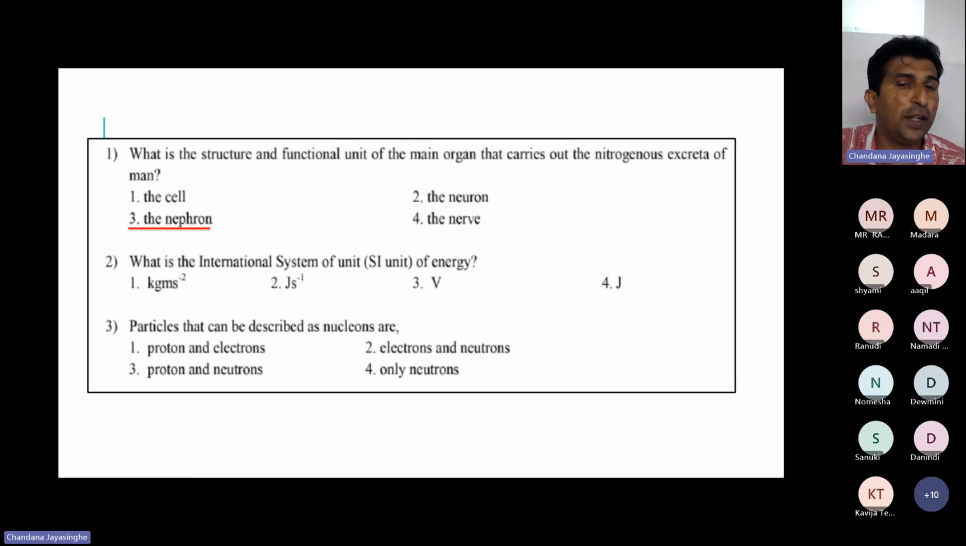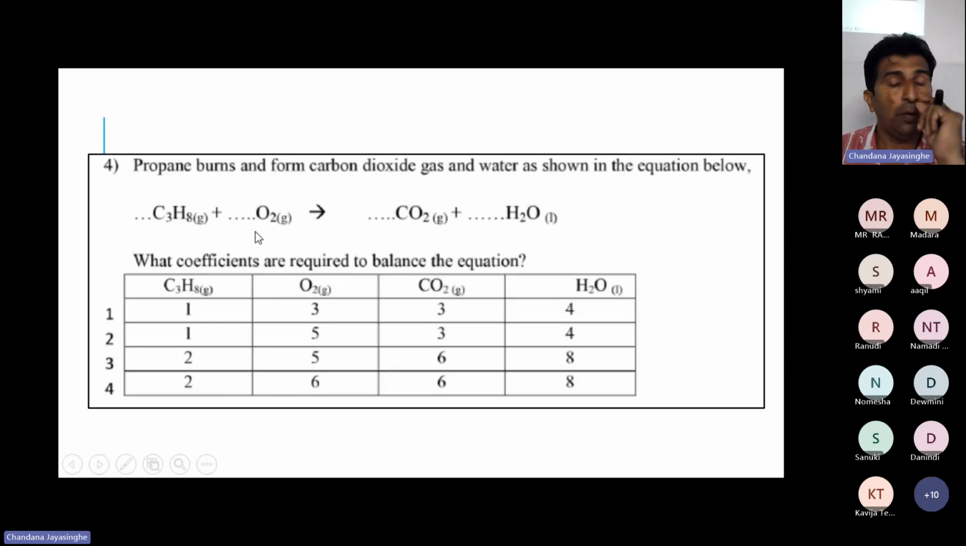Second question, what is the international system of unit, or the SI unit, of energy? We learn joules. Another one, in the chemistry question, particles that can be described as nucleon. Nucleon means the subatomic particles found where? Subatomic particles found in the nucleus, what? Proton and neutron. Right? Okay. Now, you can see from the MCQ first, second, and third, within a few seconds you can give the answer. So you save time by doing those MCQs very fast.